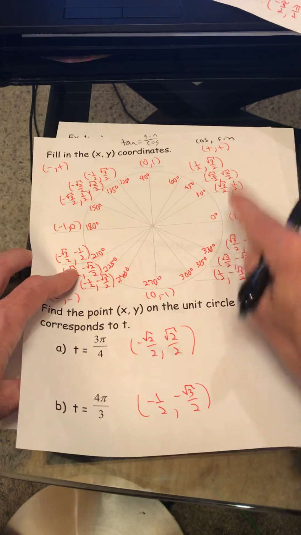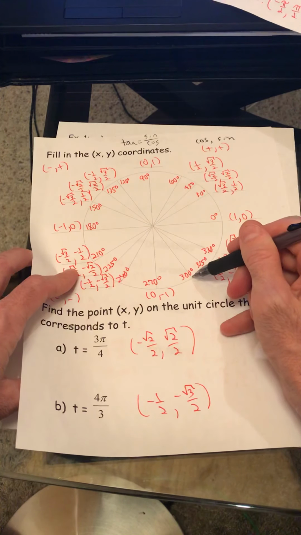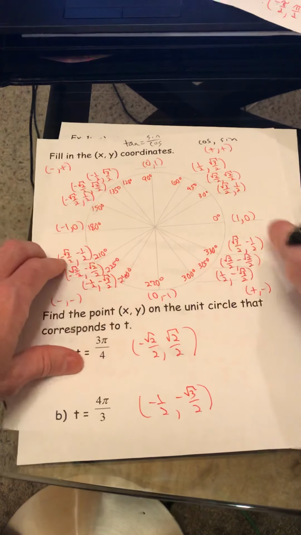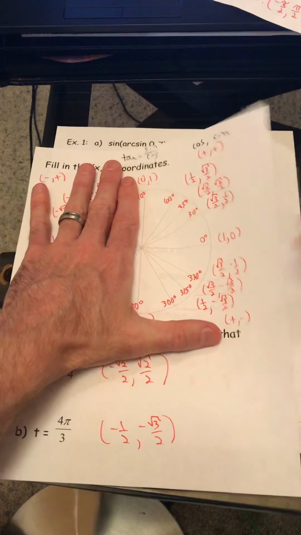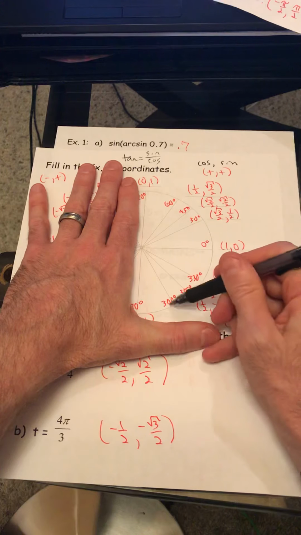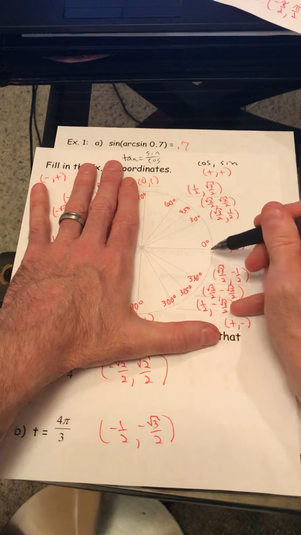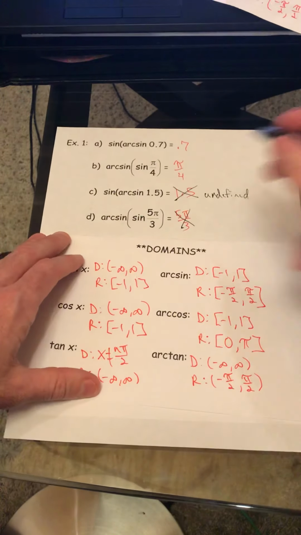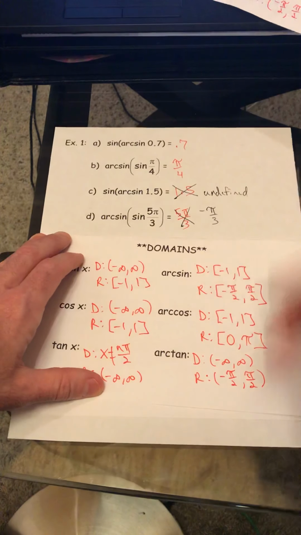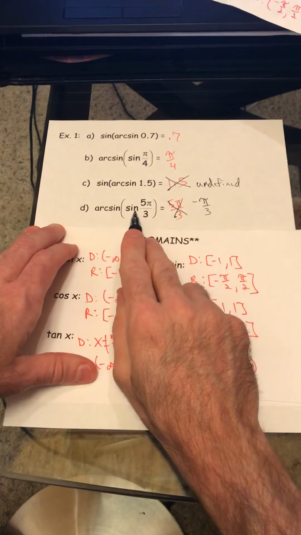Now, the easy way to do that, 5 pi over 3 means we have gone all the way around to 5 pi over 3. Now, the range of arcsine limits us to the right half of the circle. Well, here's the good news. 5 pi over 3 is in the right half of the circle. We just can't go all the way around to get there. We have to take the shortcut, negative pi over 3.